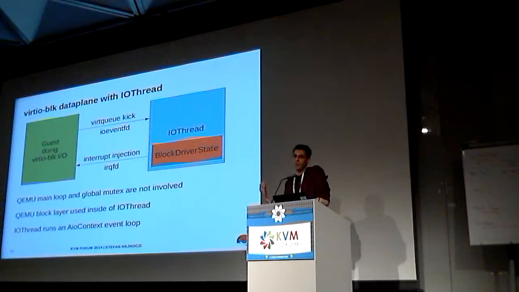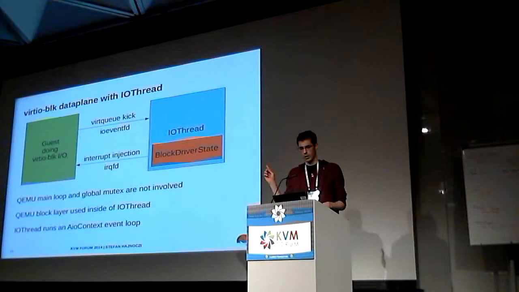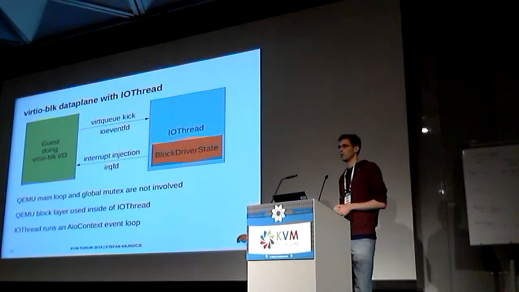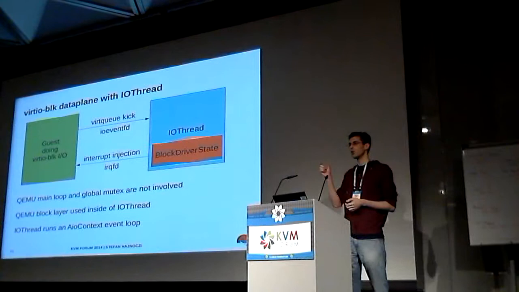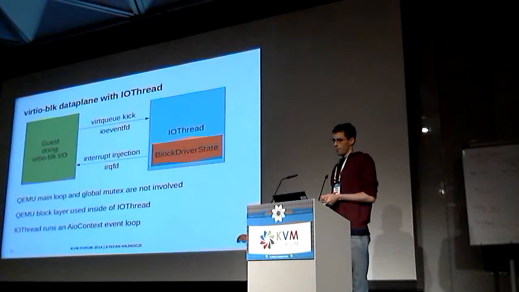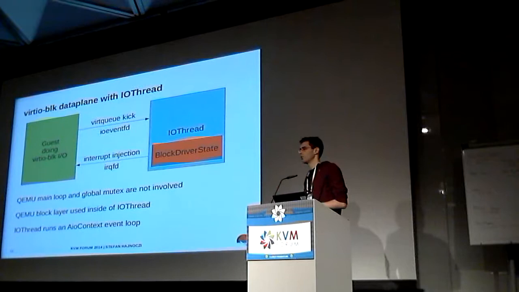Well, we don't do that with dataplane. The way it works is we use ioeventfd. And ioeventfd basically allows you to register special memory ranges in the kernel. The KVM kernel module knows about these special memory ranges because you've programmed them in using ioctls. And then whenever there is an access to them, instead of exiting back to user space, it just signals the event fd.